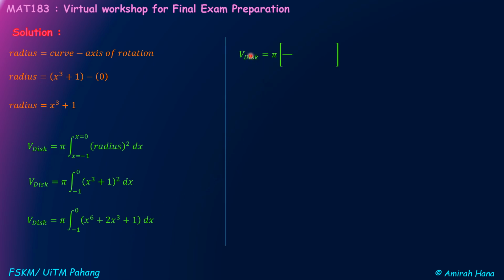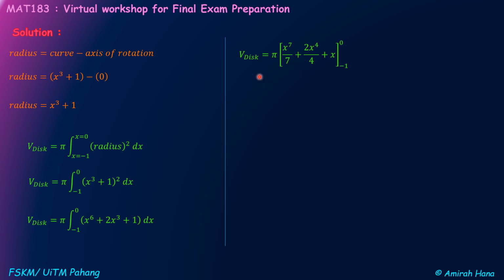Okay. And then, we have volume by disc equals to pi. From here, we can integrate. Okay, we integrate one by one using power rule. Okay, we integrate x to the power of 6. So, we have x to the power of 7 over 7. Plus, we still have constant 2. And then we integrate x cubed. So, we have x to the power of 4 over 4. And then plus, we integrate 1 with respect to x. So, we get x. Okay, since this is definite integral, so no need to put plus c, but we need to use square bracket with lower limit and upper limit.